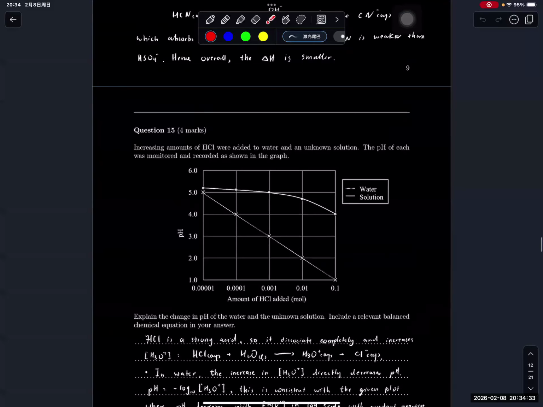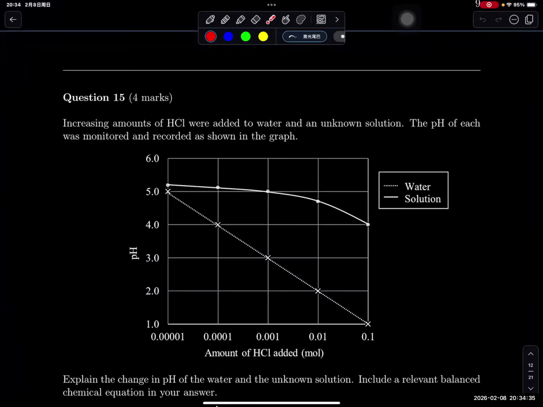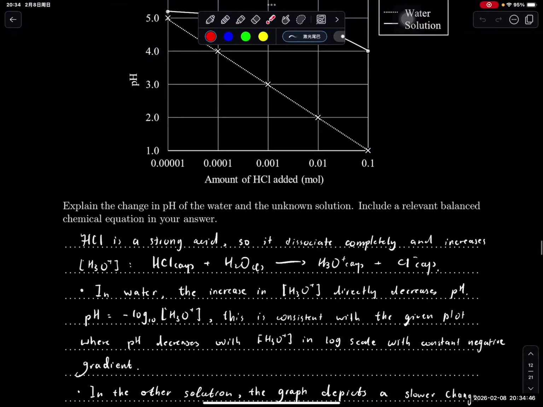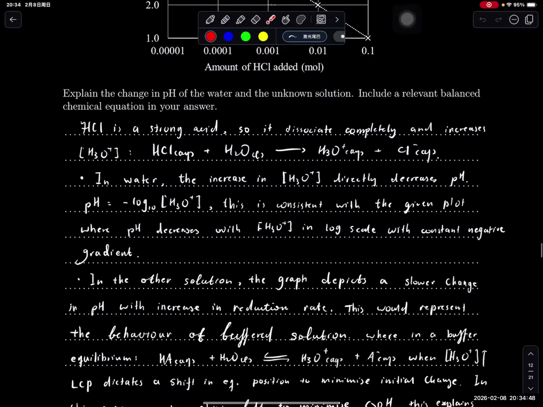So question 15, we have an increasing amount of hydrochloric acid added to water and an unknown solution. Water is this dashed line. The unknown solution is this curved line. The pH was monitored. Explain the trend, and include relevant equations. HCl is a strong acid. It dissolves completely in water and produces hydronium. If it's just in water, this increasing H3O+ will not be buffered, so the pH just directly decreases according to the definition of pH equation.